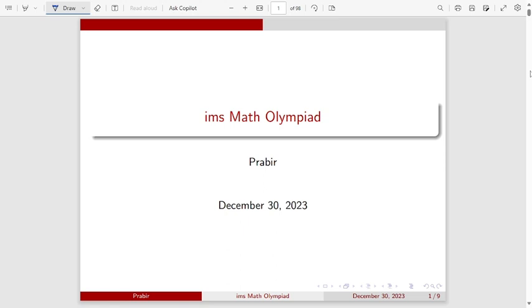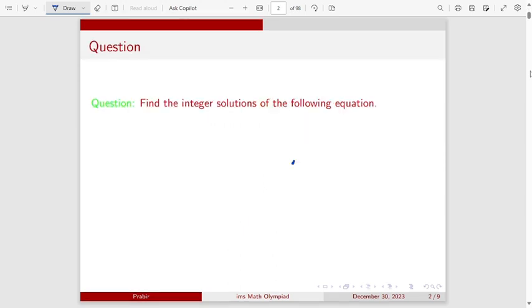Let's start the session. So today we have to solve an equation. So let's see what we have. Find the integer solution of the following equation. The equation is x cube minus y cube equal to 91, and we mark it as equation 1.